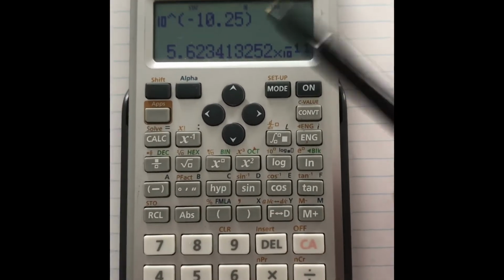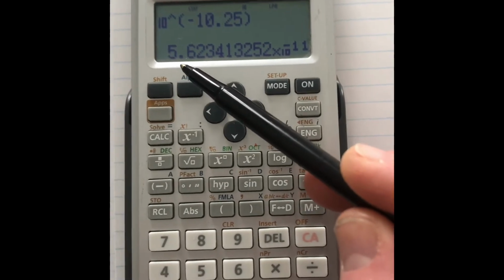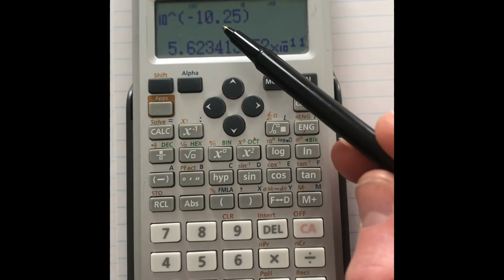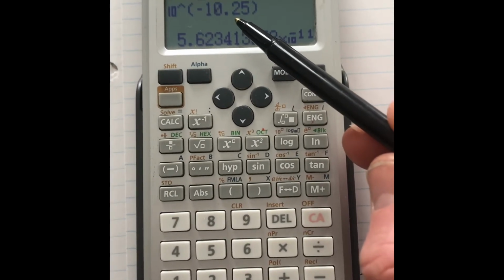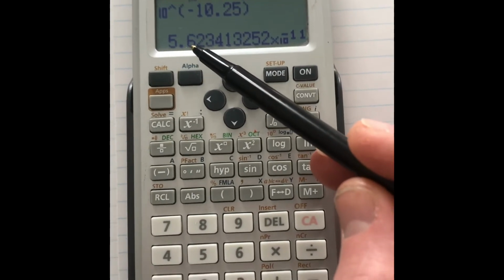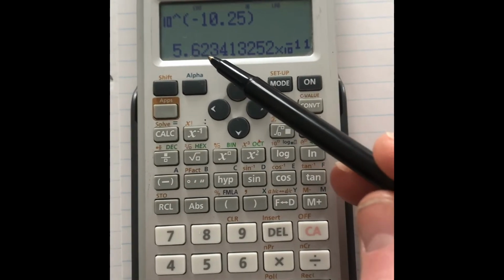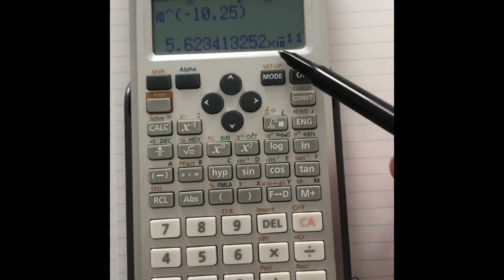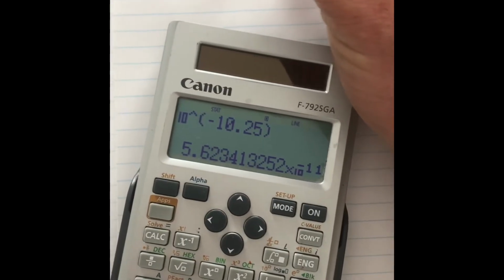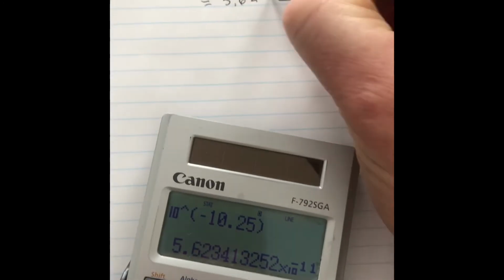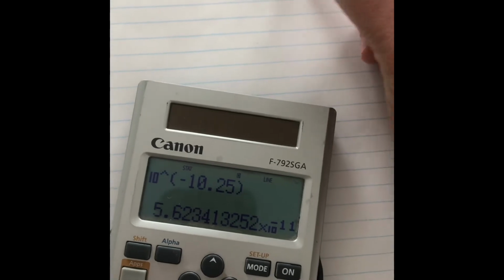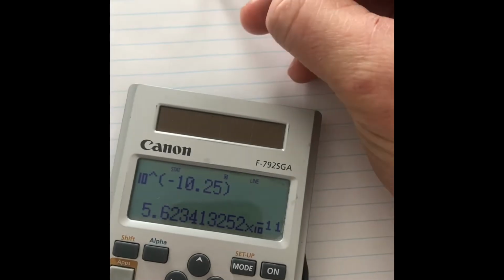Now, this has given me a very small number. If you think about that logically, a pH of 10.25 is in the basic end of the pH scale, which means you're going to have a really low hydrogen ion concentration, because the lower the hydrogen ion concentration, the less acidic it is. So I've got to pay attention to my exponent here. So I end up with 5.62 times 10 to the negative 11, and we do have units here, moles per liter, so it's a concentration of hydrogen ions.